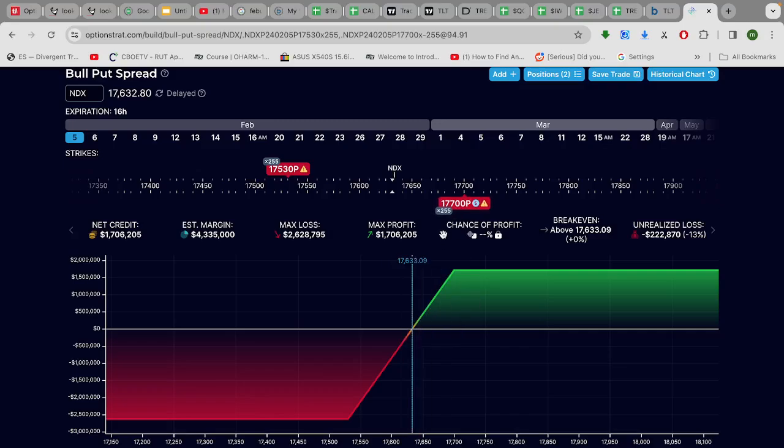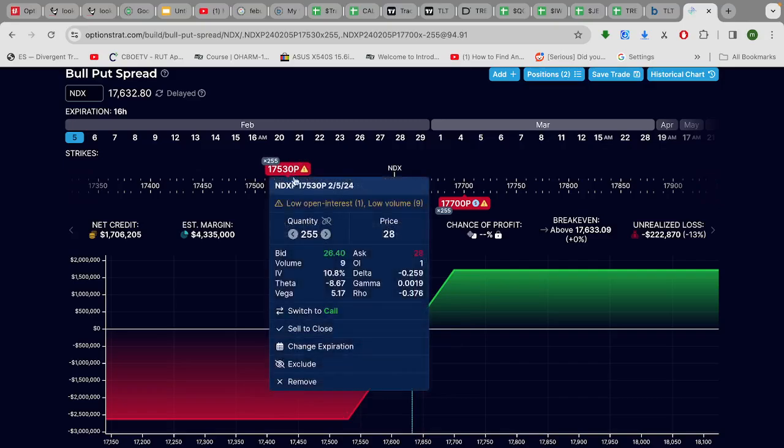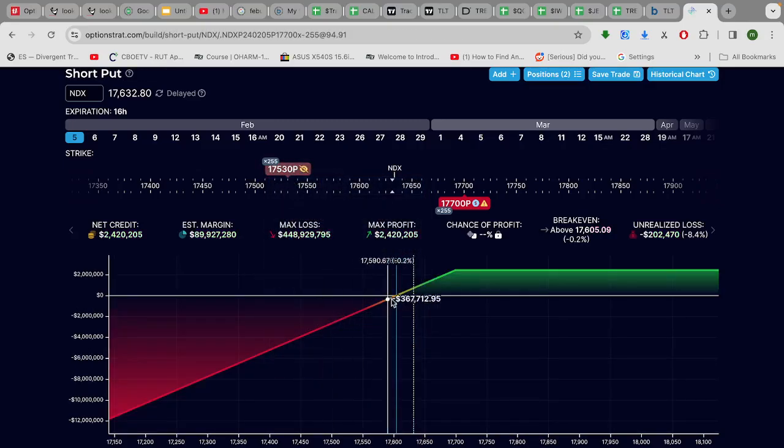Let's see if they did it my way. Okay, let's see if they did it their way first. What would happen? All right, they do it their way, and we have a 2% down day. Let's see what they lose. They lose $8 million. Oh, gosh.